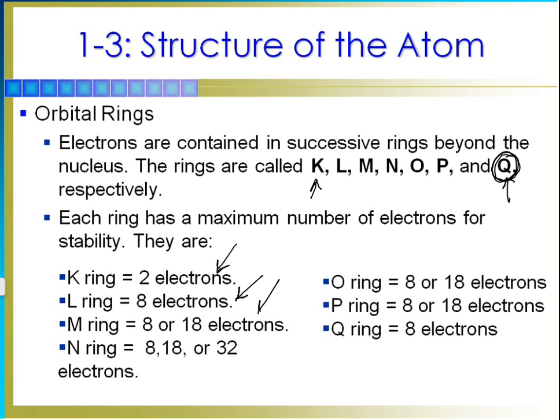The M ring, if it's an outermost, if it's a valence ring, it'll have maximum of 8. If it's not, it can have a maximum of 18. The N ring, outermost, can have 8. Interior, it can have 8 or 32, etc. The Q ring, if there's a Q ring, is also always the valence ring, and it can have a maximum of 8 electrons. If you have 8 electrons in your outermost ring, you have got a stable atom. You've got an insulator.